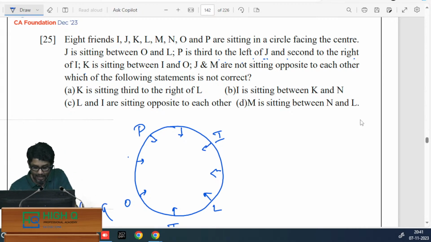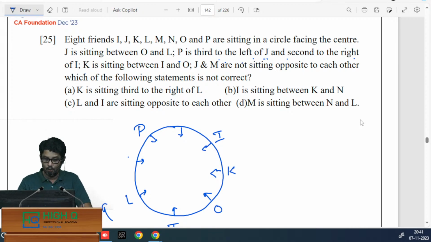K is sitting between I and O. That means L will be here, O will be here. K is between I and O. Am I right, my dear? J and M are not sitting opposite to each other. So M cannot be here. M has to be here. So who is remaining, my dear? N is remaining. Now, which of the following statements is not correct?